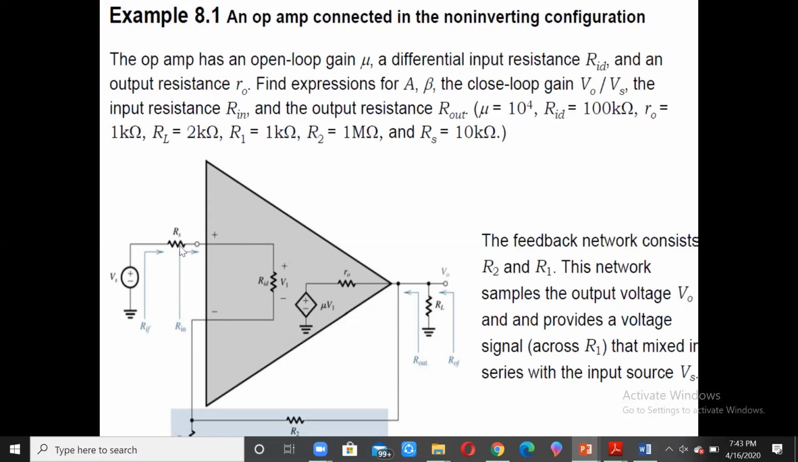So you have here RS, you have the RID, you have the mu V1 here. Mu is nothing but our A, and R0 is there over here, and this is RF, R2 and R1 are here. This is R1 and this is R2. So we have RL, and the output will be ROF and this will be ROut. Similarly, this will be RIN and this will be RIF with feedback.